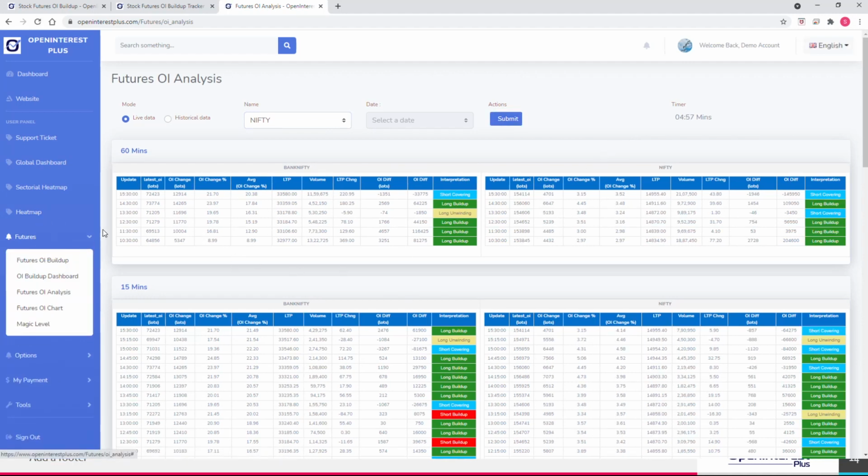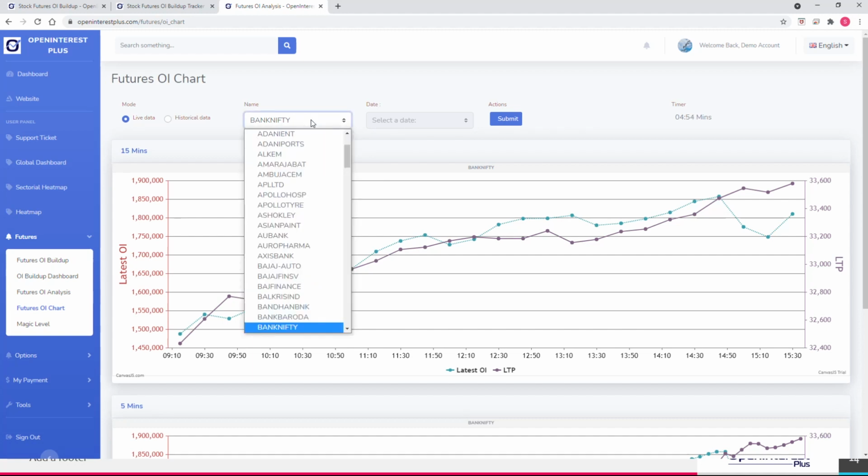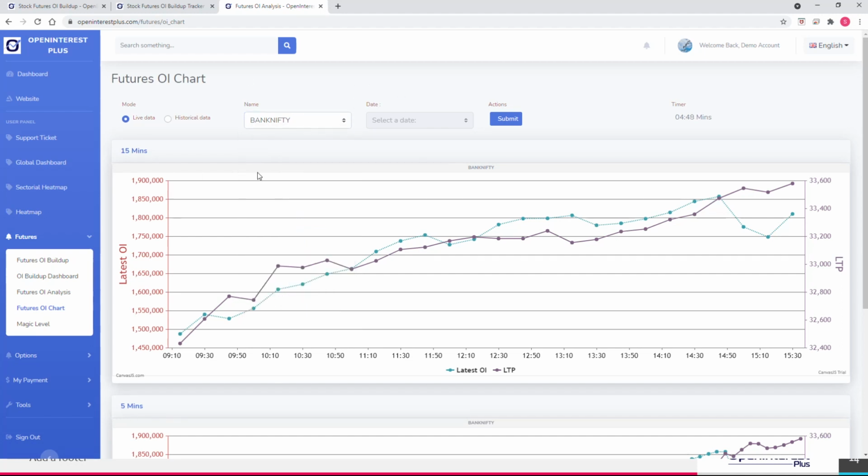So we covered OI buildup, the dashboard, and OI analysis. Next is the OI chart. What is the OI chart? It is the graphical representation of the OI analysis we just saw. Similar to before, we have the option of choosing the instrument, and by default bank nifty is selected here, and you have the labels here.